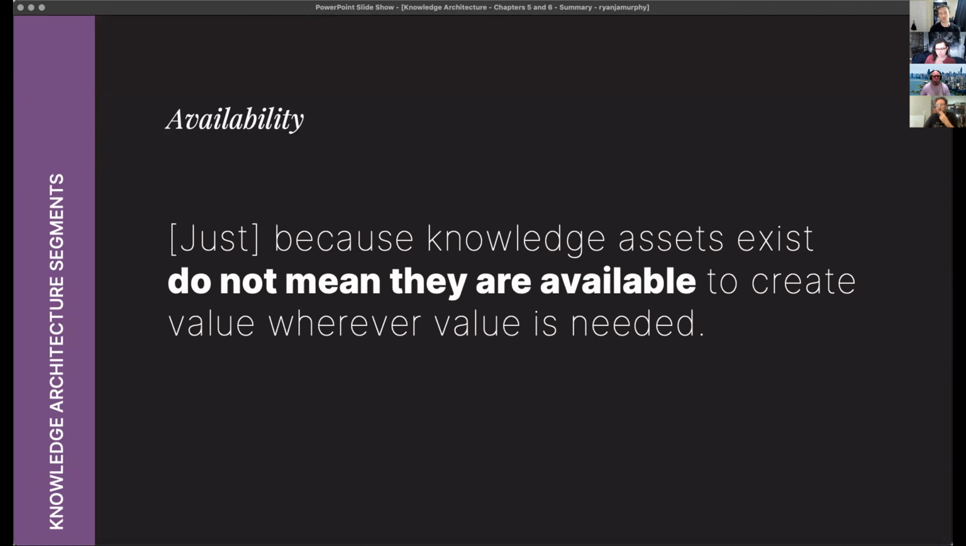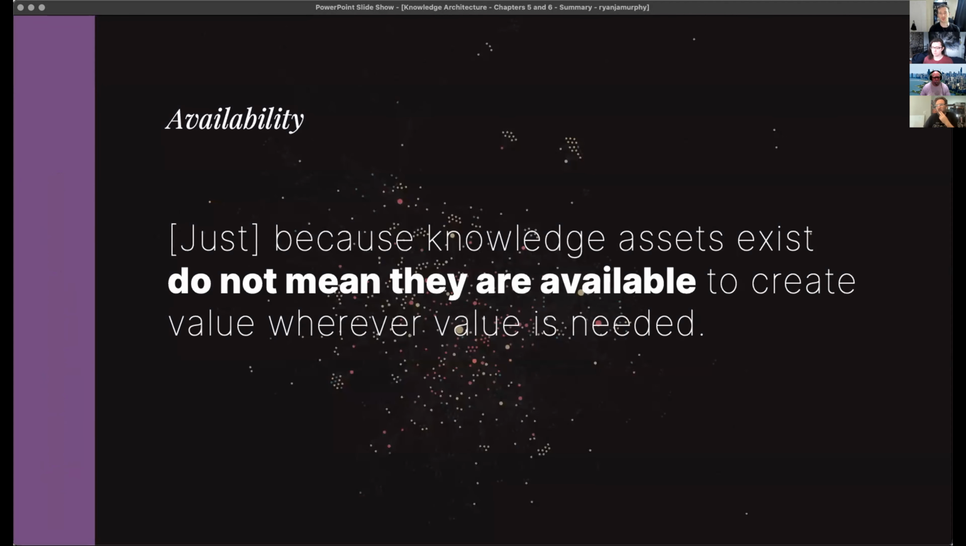The idea here is that just because knowledge assets exist, it does not mean they are available to create value wherever value is needed. So if you have a knowledge graph, for instance, that knowledge graph has a bunch of data or information that is available to you, a bunch of knowledge that is available to you, but there's stuff that isn't in that graph that you haven't captured.